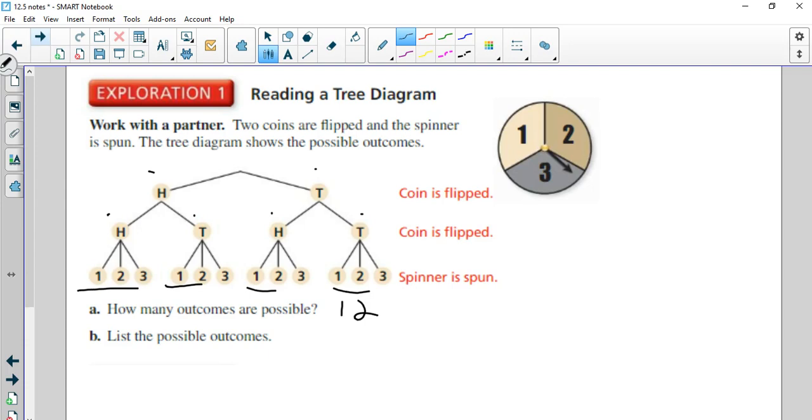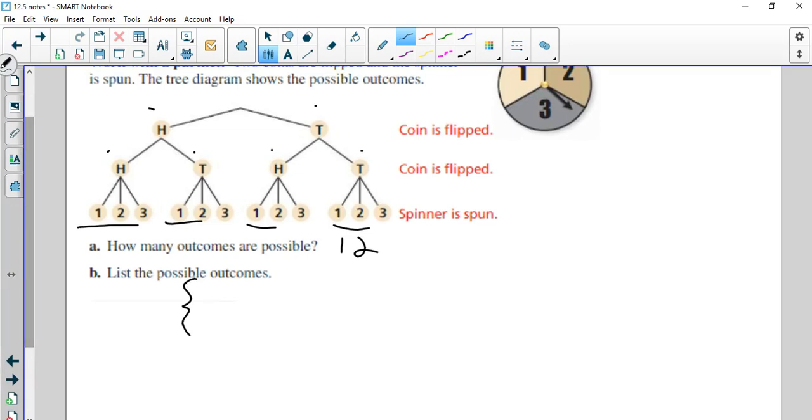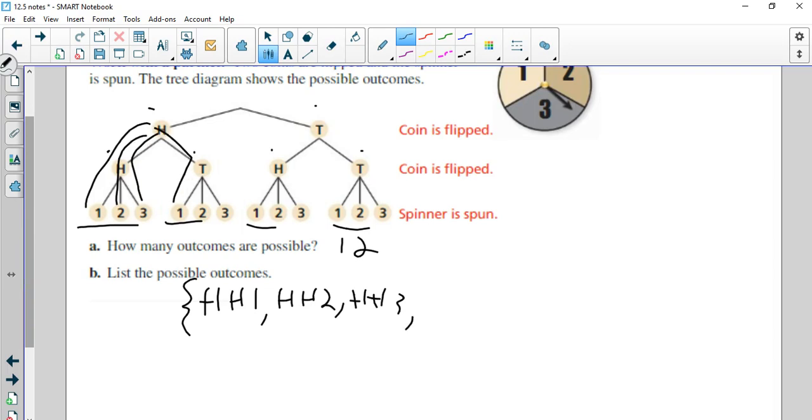And list the possible outcomes. Okay, that's again where we use our famous braces. And we just follow along. H, H1. And then H, H2. And then H, H3. All right. Then we go HT1. And we're going to go HT2 and HT3.